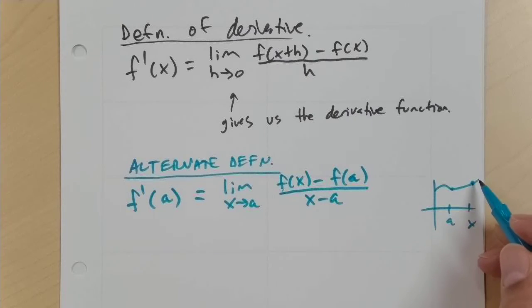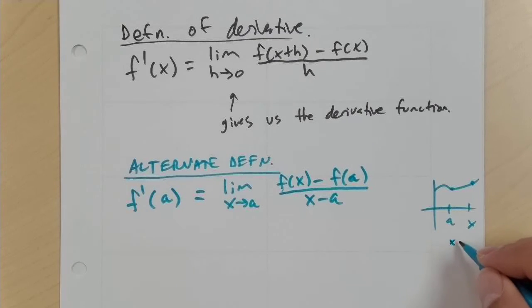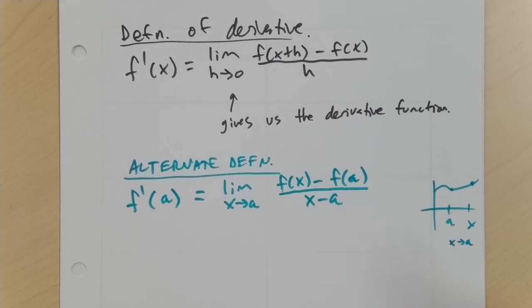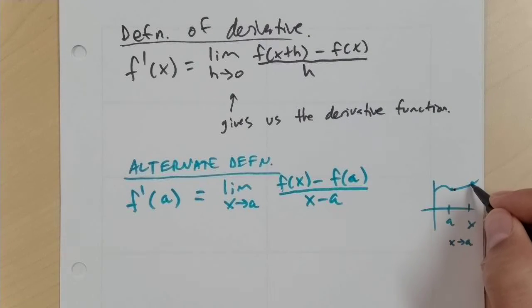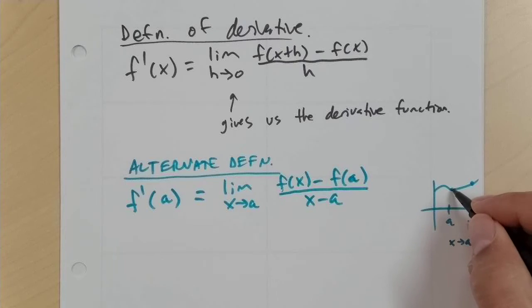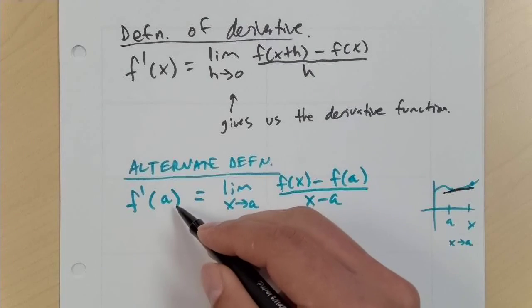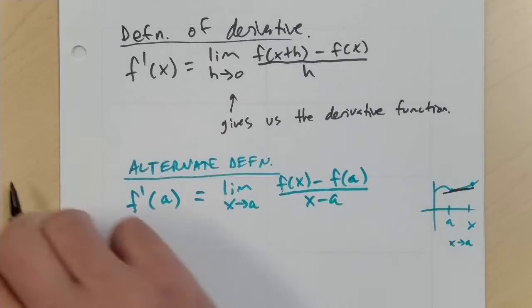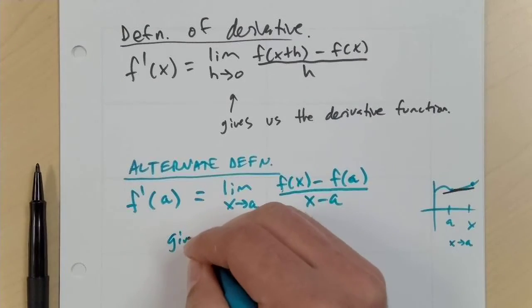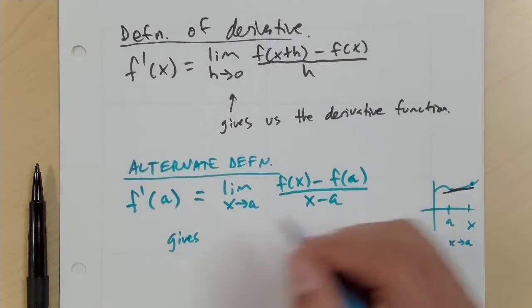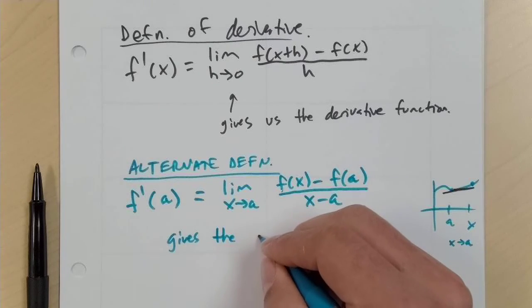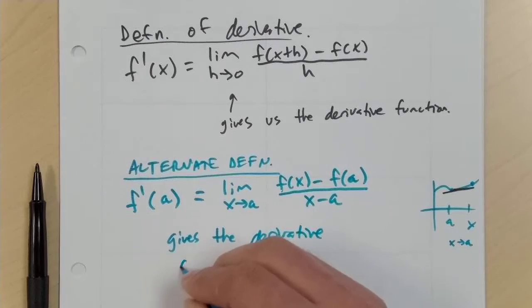So if we find the average rate of change using slope, we find the slope between these 2 points. If we make x approach a, that means this x value starts to get closer and closer to this point. And so now, when you take the limit, we're not finding an average rate of change anymore, we're finding the rate of change at x equals a, which is what this means. Okay? And so this gives the derivative at a specific x value.